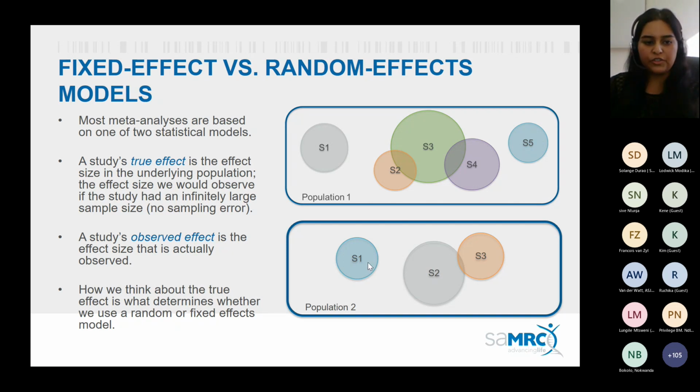How we think about the true effect is what determines whether we use a random or a fixed effects model. So whether we think the true effect would be the same, for instance, between population 1 and population 2, or if we think the true effect will be different for each of these populations. That is what determines whether we use the fixed effect or the random effects model.